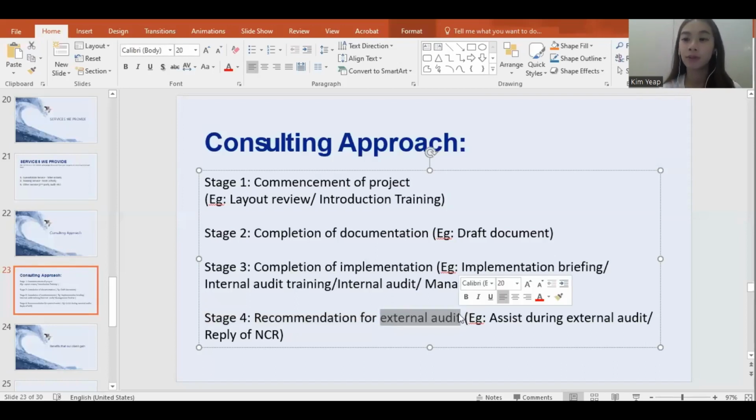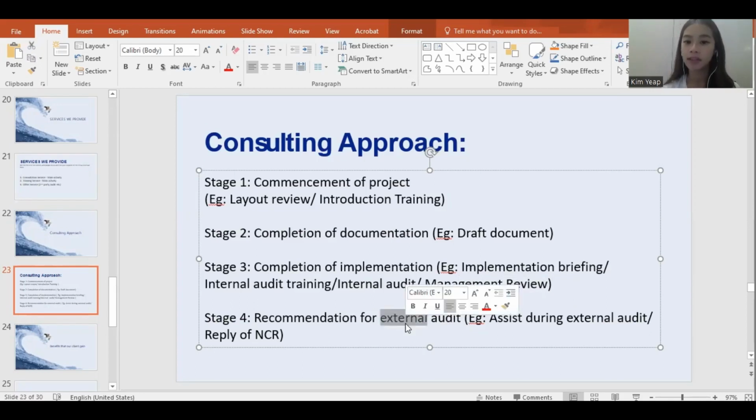External audit will always be the last stage, the moment for the auditors to check whether the clients comply with the standards or not. But our work doesn't stop here. It's not that I finish, the auditor comes, and then the consultant wraps up the job. No, it's not done.